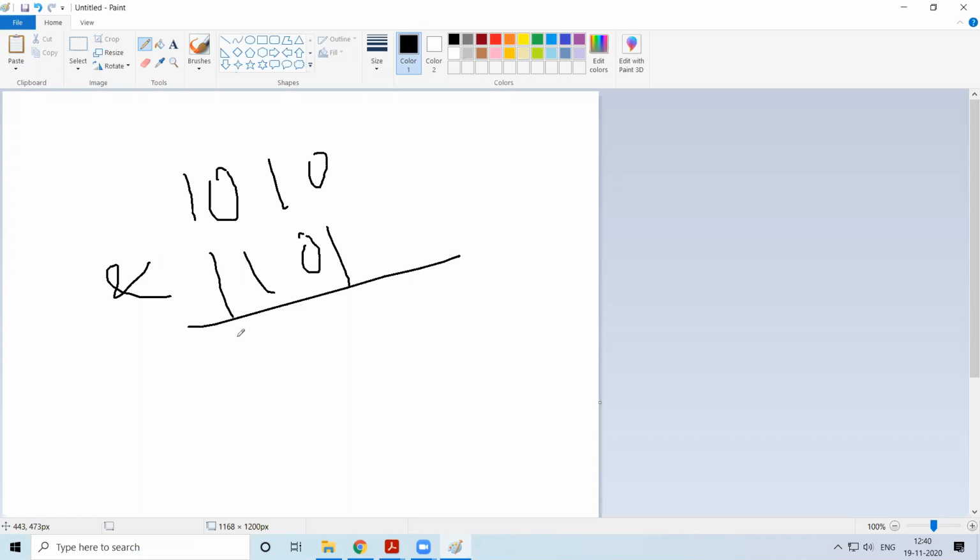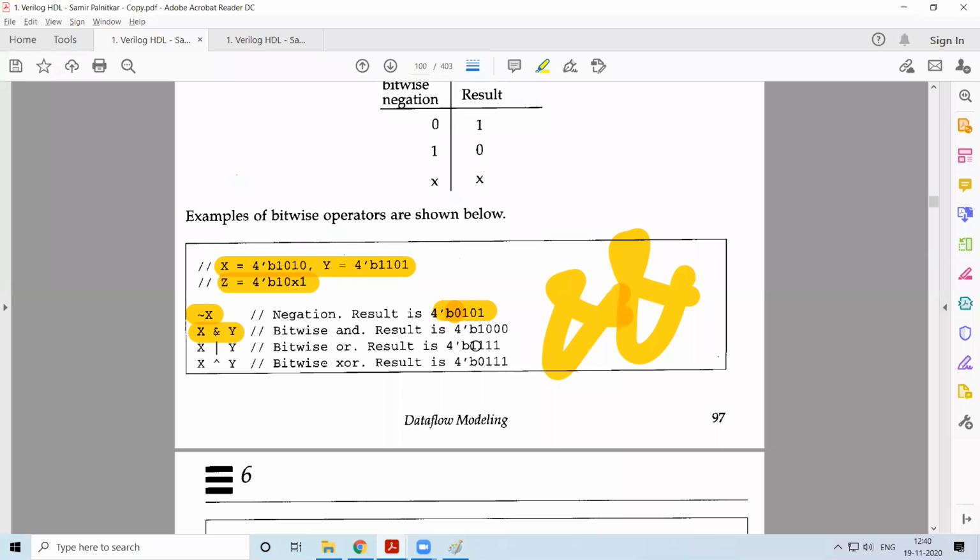Now you are ANDing these two. So 1 ANDed with 1 is what? 1. 0 ANDed with 1 is 0. 1 ANDed with 0 is 0. 0 ANDed with 0 is 0. So you will be getting this result.